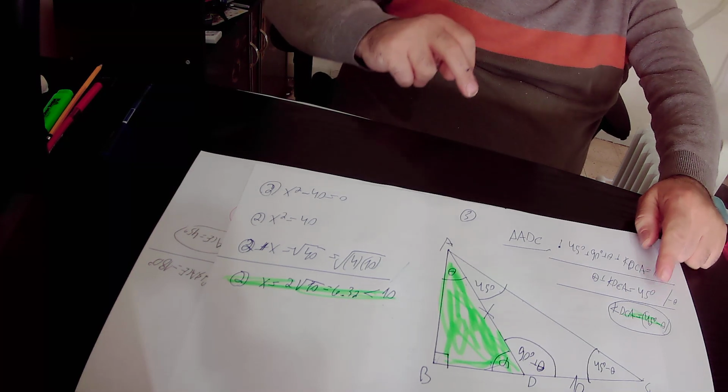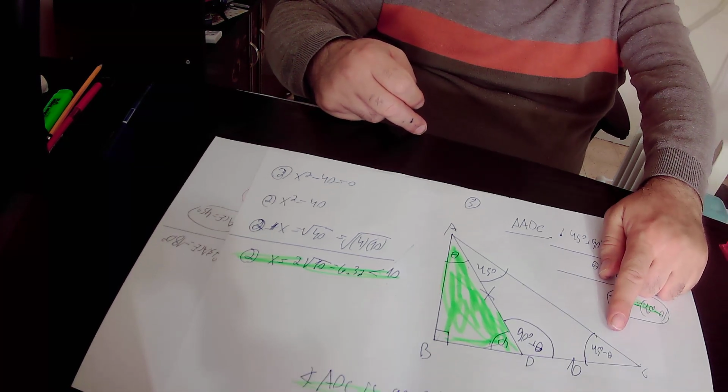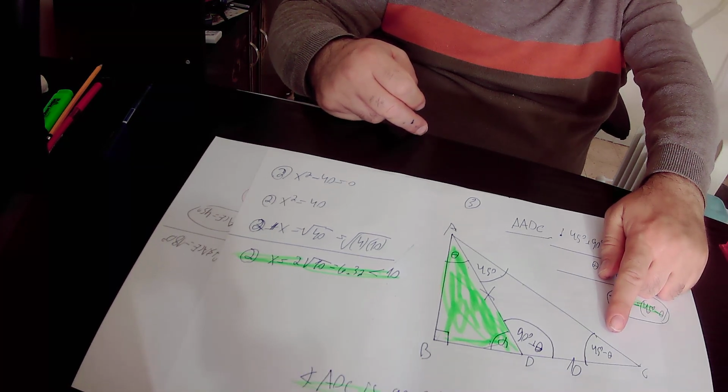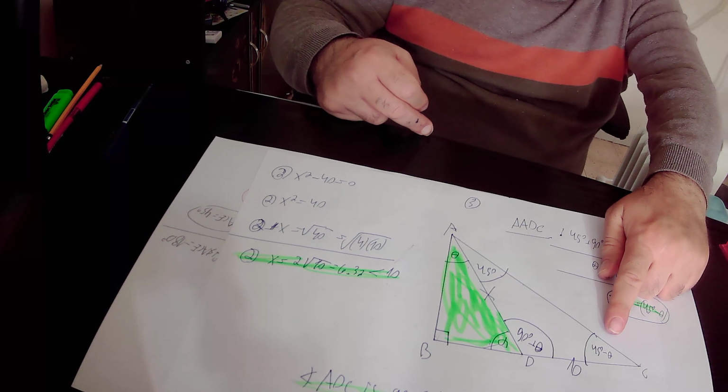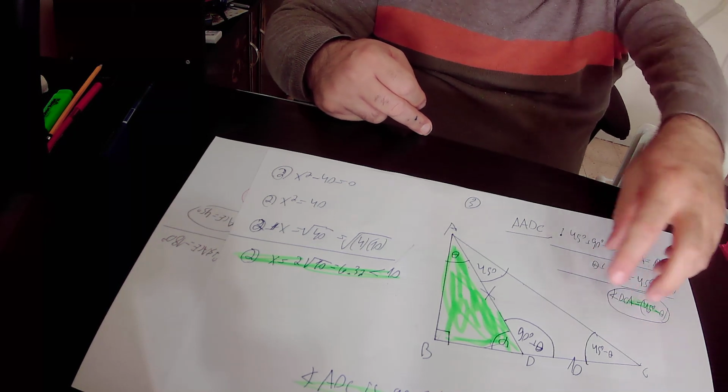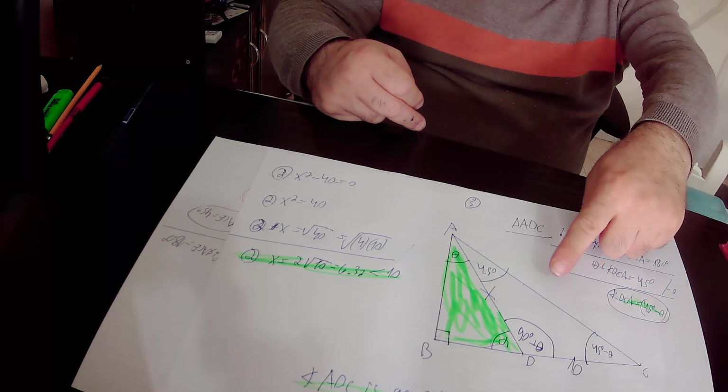And because angle ACD equals 45 degrees minus theta, from the drawing you can see that this angle, equal to 45 degrees minus theta, is the smallest angle in triangle ADC. Okay?